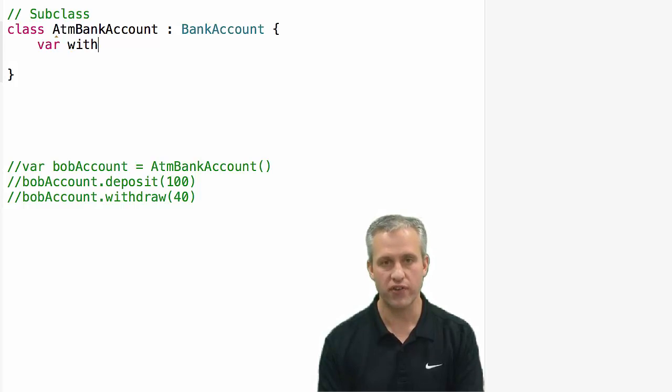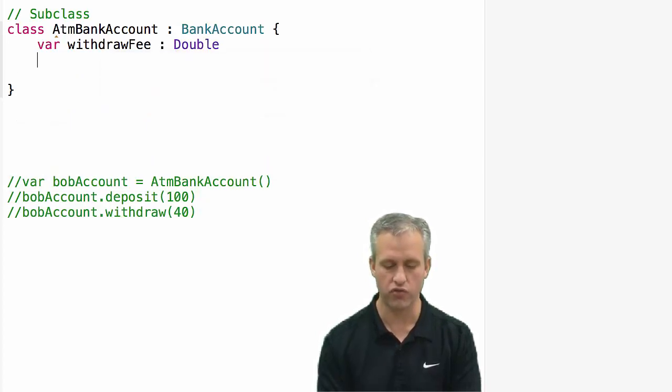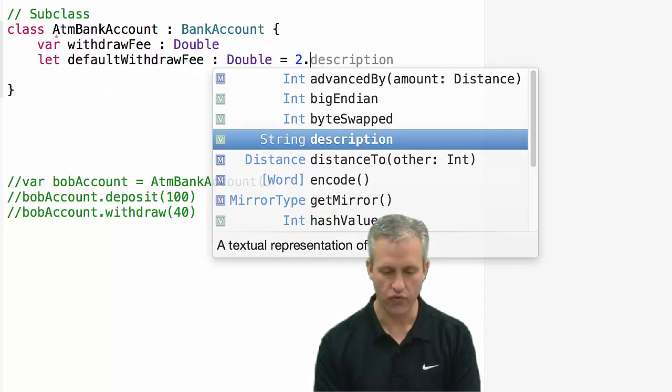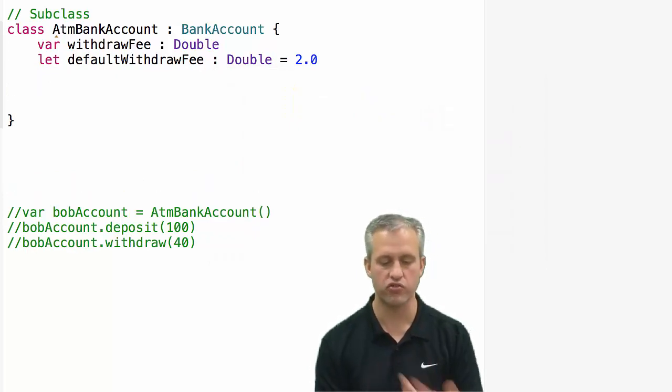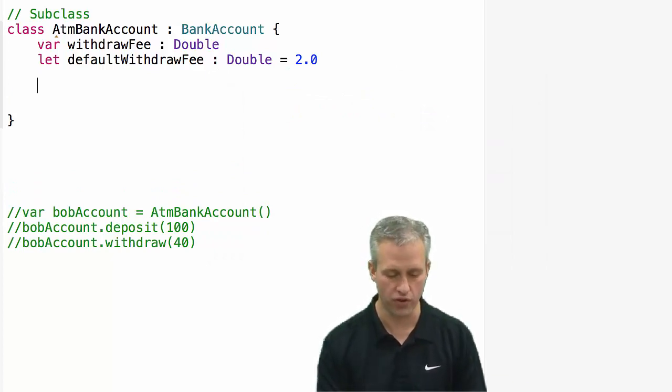So we want a special variable for this subclass. We're going to call it withdrawal fee. Anytime you make a withdrawal, there'll be a withdrawal fee. I'm going to choose to go ahead and set a default withdrawal fee of $2. So if somebody's constructed and they don't have some default, I'll let that be their default.